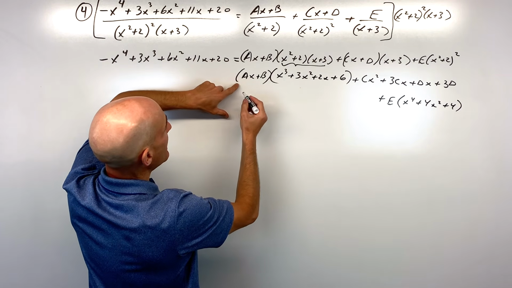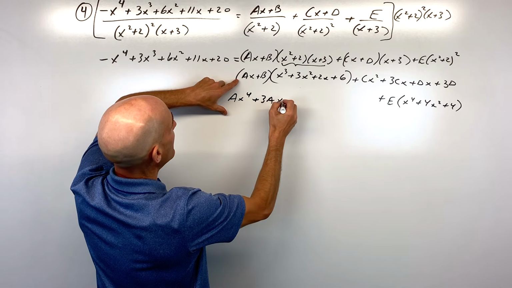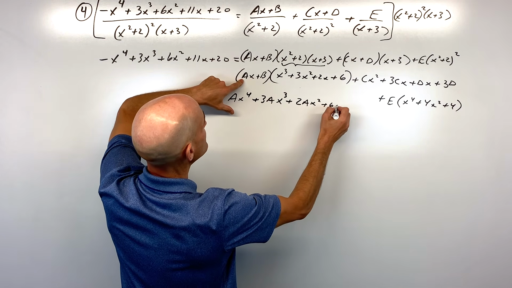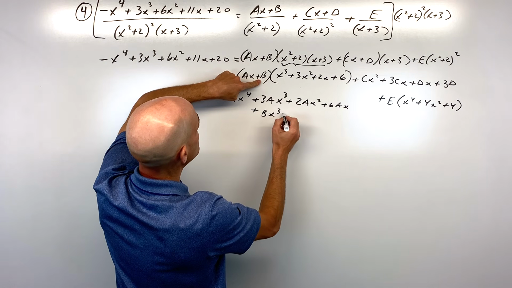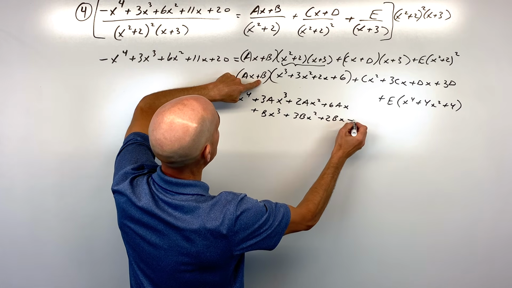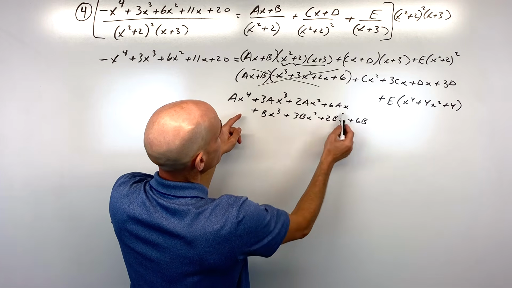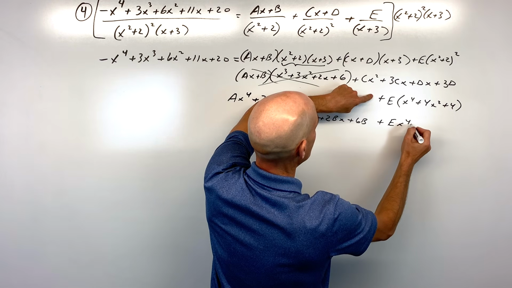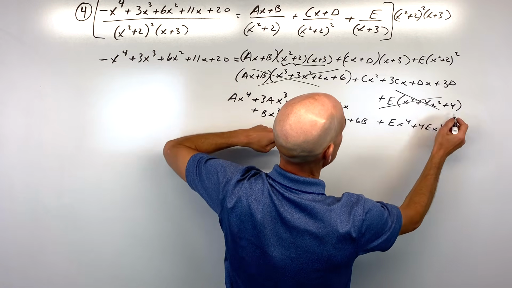Okay, now if we distribute the ax, we get ax to the 4th plus 3ax cubed plus 2ax squared plus 6ax. And if we distribute the b, we get plus bx cubed plus 3bx squared plus 2bx plus 6b. Okay, and so I'm just going to cross this out. So we have all of this plus all of this, and if we distribute the e, we get ex to the 4th plus 4ex squared plus 4e. Just cross that out, that's equal to this.